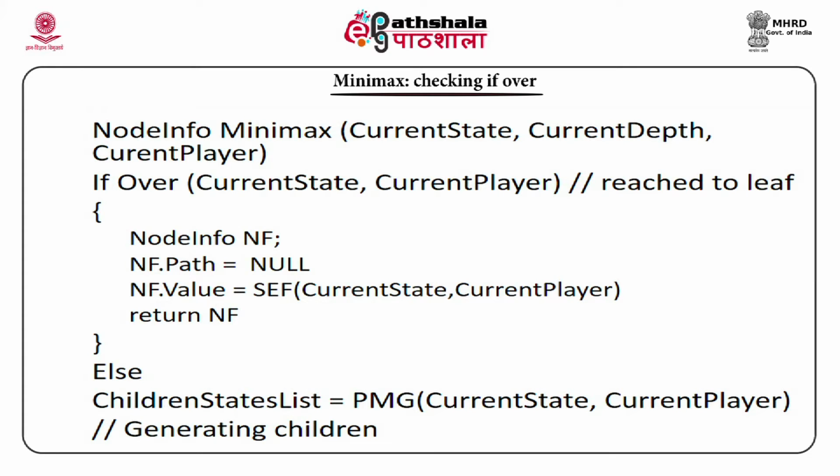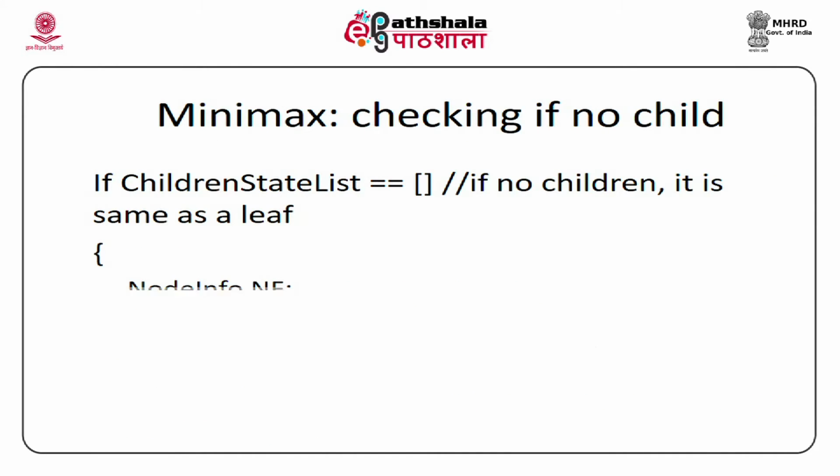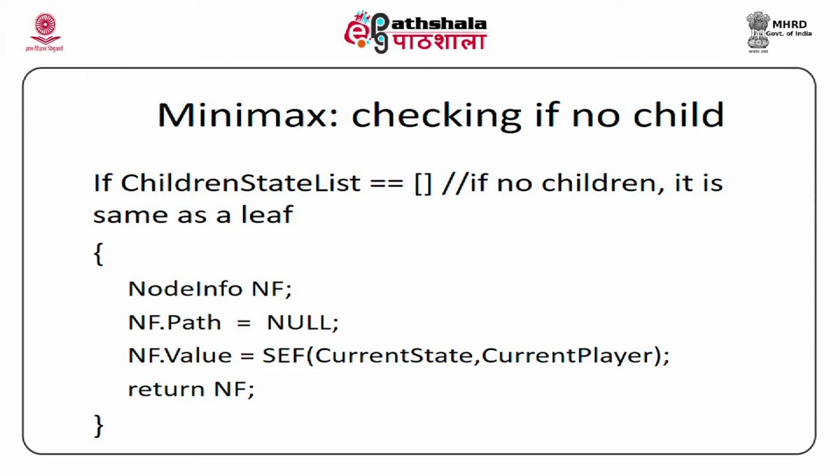Okay, so the node info structure is very important for us. If it is not a leaf node, the function proceeds further. What should it be doing? It should generate the children. That's exactly what happens next: it calls PMG, and PMG generates children for that particular node. And if the children list is empty, there are no children. What could be the case?